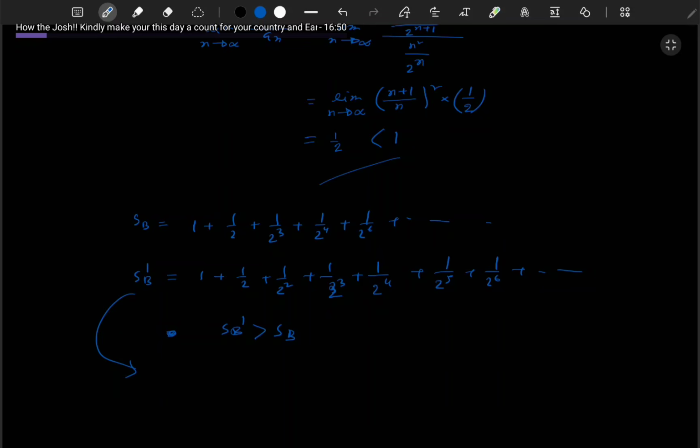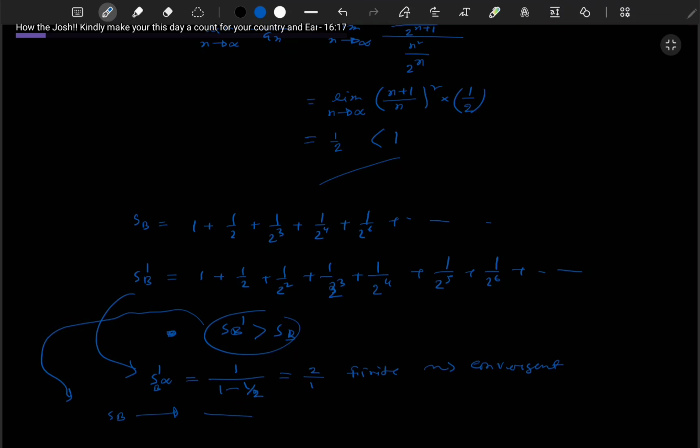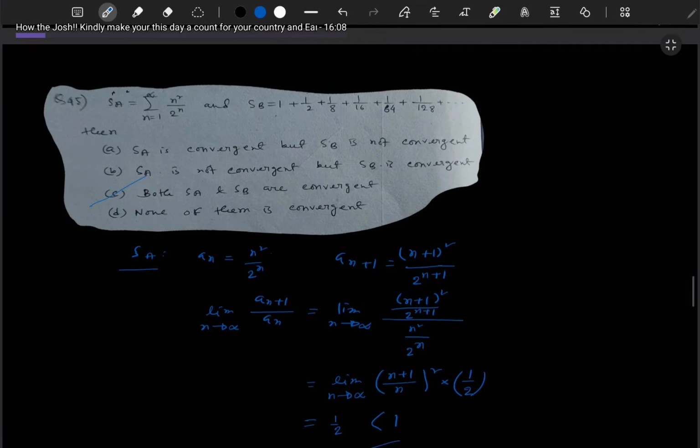The infinite series. This is an infinite series, so the sum is the first value divided by 1 minus the common ratio, this one, so it is 2 only, so finite, convergent. From here we can say is b also convergent. So both are convergent. Actually option C is the right answer.